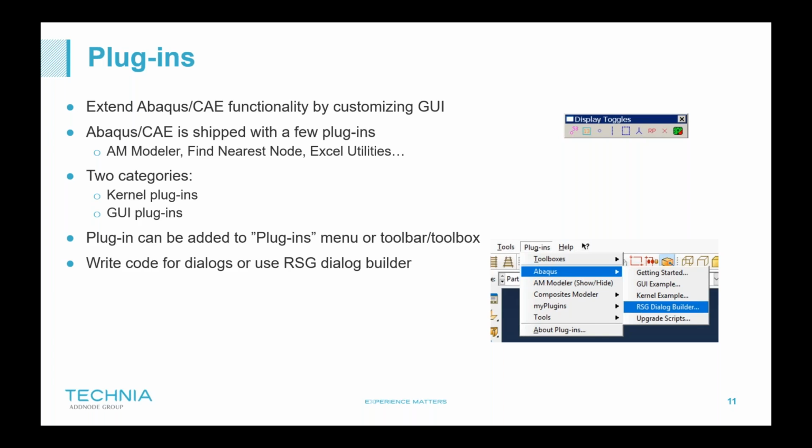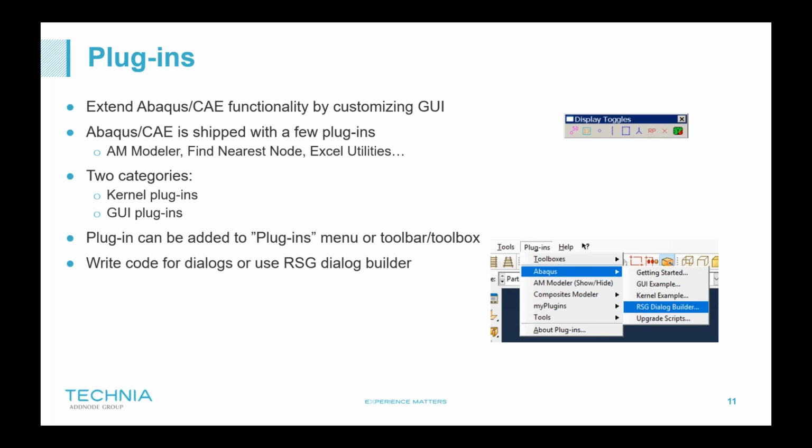And we can take this one step further by looking at plugins. Just like scripts and macros, these extend the Abaqus CAE functionality in some way, but this also adds a little bit of customization to the GUI. Abaqus CAE is already shipped with a few plugins that you may or may not have used, such as the Additive Manufacturing Modeler, the Find Nearest Node plugin, which returns the nearest node given a set of coordinates, as well as the Excel Utilities plugin, which allows us to couple Abaqus with Excel.